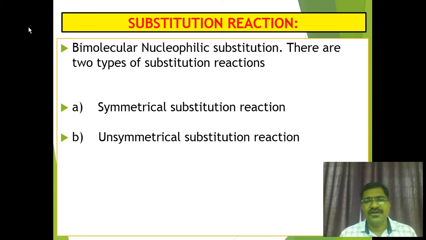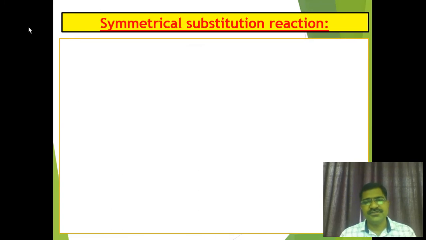Here also, stereochemistry affects the rate of substitution reactions, and therefore we have to study in this topic how a change in stereochemistry, or how conformation, affects the substitution reaction. Now there are two types of substitution reaction: symmetrical and unsymmetrical. Let us see symmetrical substitution reaction first.